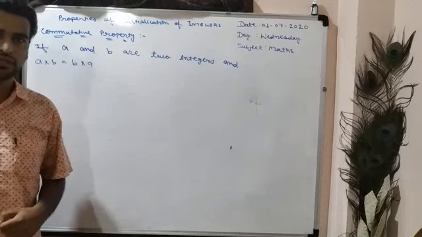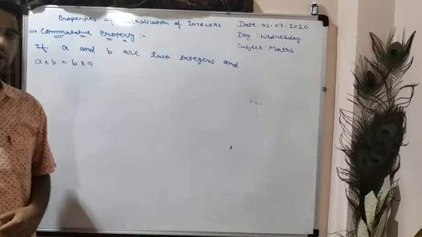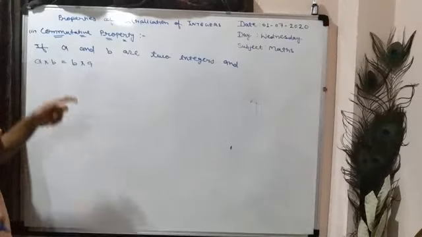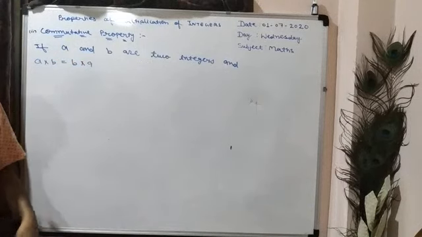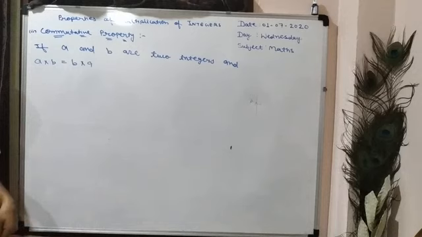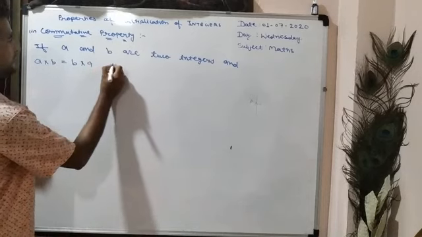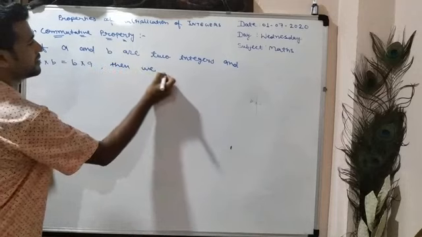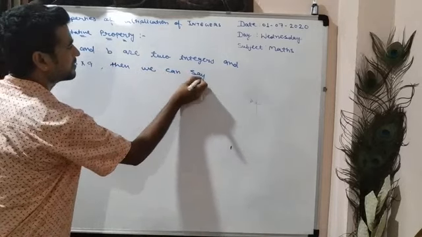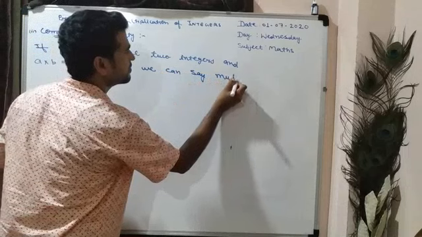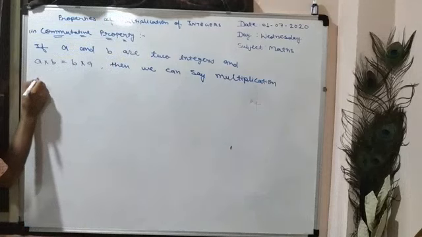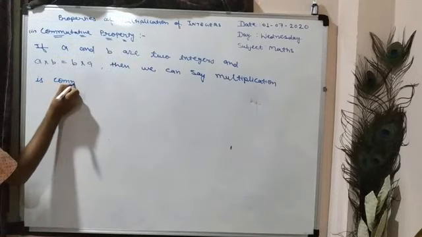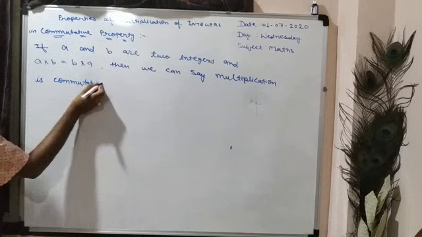If we multiply two integers and there is a change in the sequence, there is a change in the order, then there will be no change in the result. So if a and b are two integers and a into b is equal to b into a, then we can say multiplication is commutative for integers.